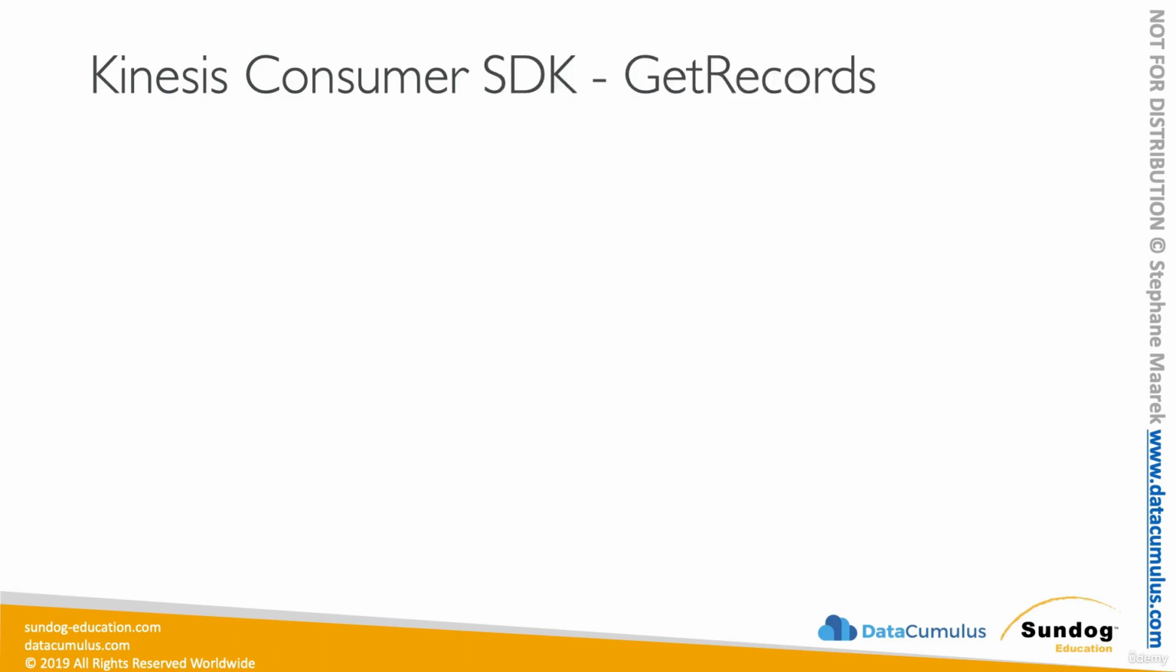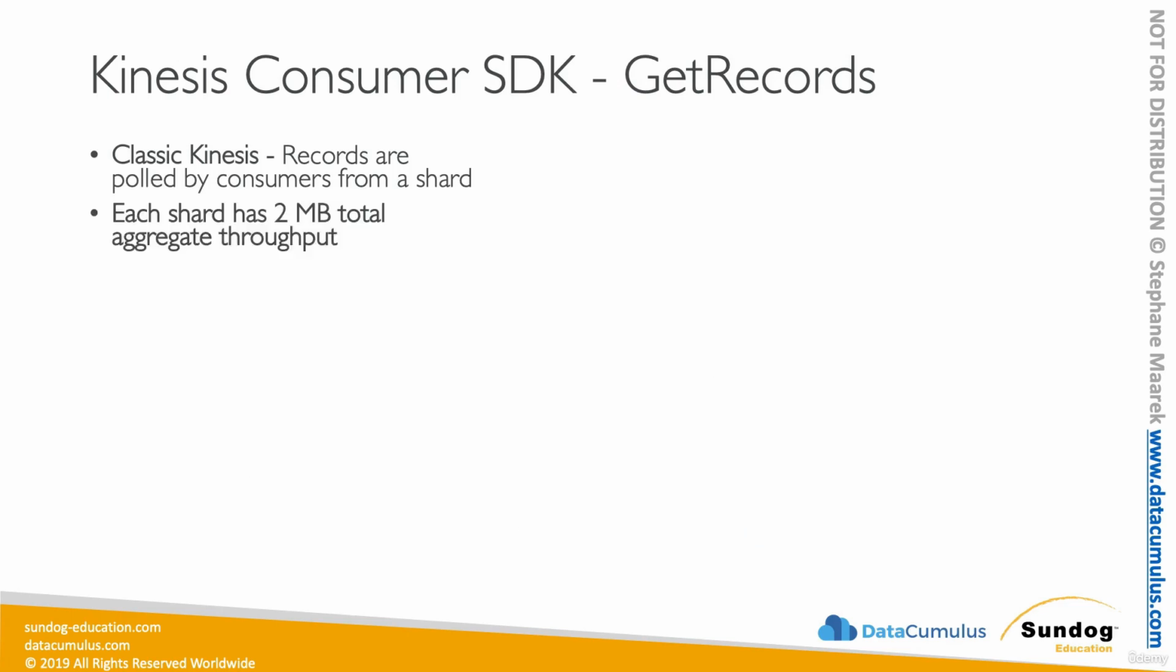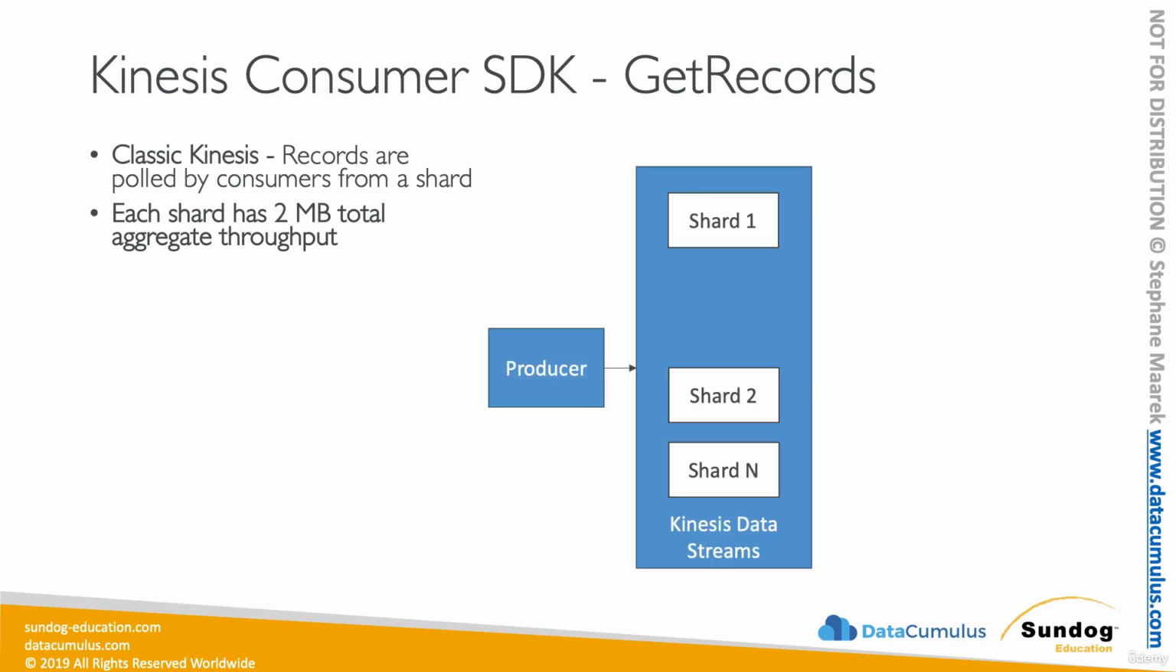So for now, let's just consider how a classic consumer would work on Kinesis. First, the SDK, get records. This is classic Kinesis, and that means that the records are going to be pulled by the consumer from a shard. And each shard will get a maximum of 2 megabytes total of aggregate throughput. So each shard, remember, 1 megabyte for the producer, 2 megabytes for the consumer. Here's the example. Our producer is producing to our Kinesis data stream, and it's formed maybe of, let's say, 3 shards. So if we have 3 shards, then we have 6 megabytes of aggregate throughput for downstream. But each shard itself will get 2 megabytes of its own.